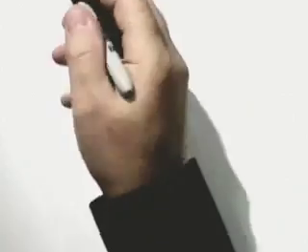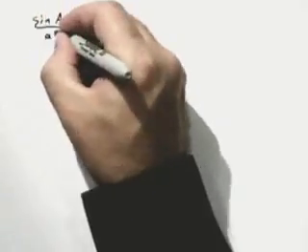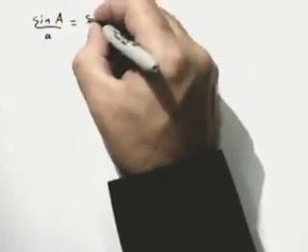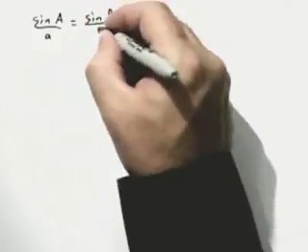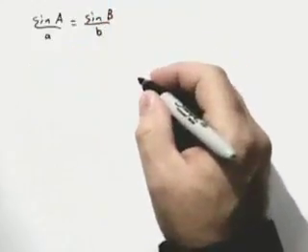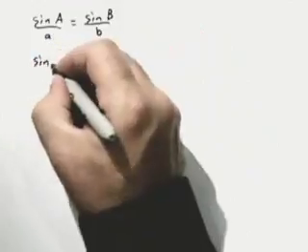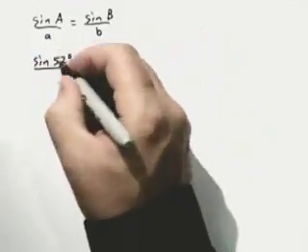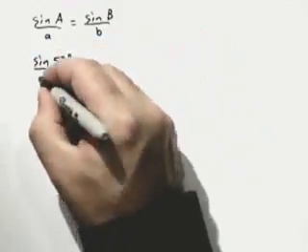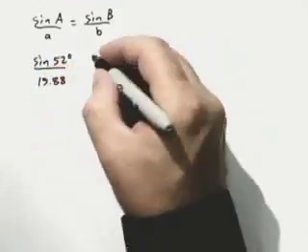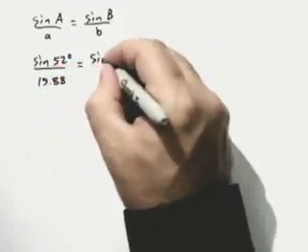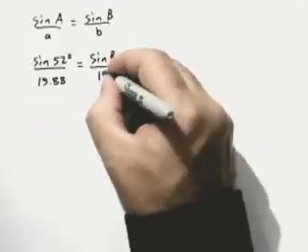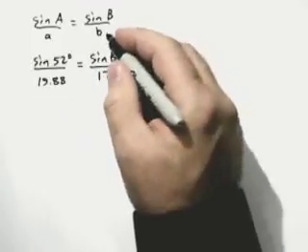Next, we use the law of sines to find the angle B. The law of sines is sine of angle A over the length of side a is equal to the sine of angle B over the length of side b. So we can say the sine of 52 degrees over 15.88, which is the value we found for a, is equal to the sine of B over 17, which is the length of side b.